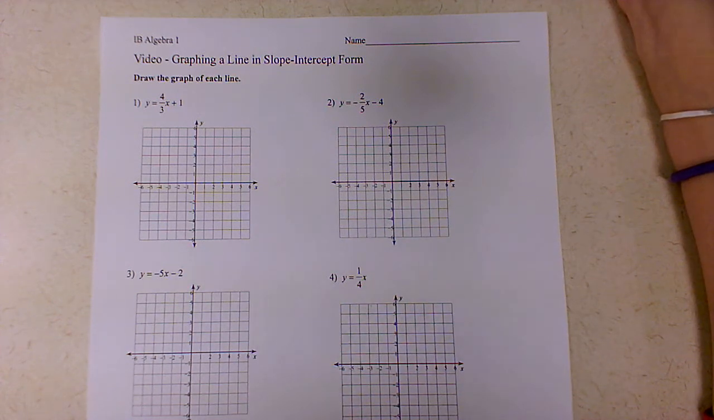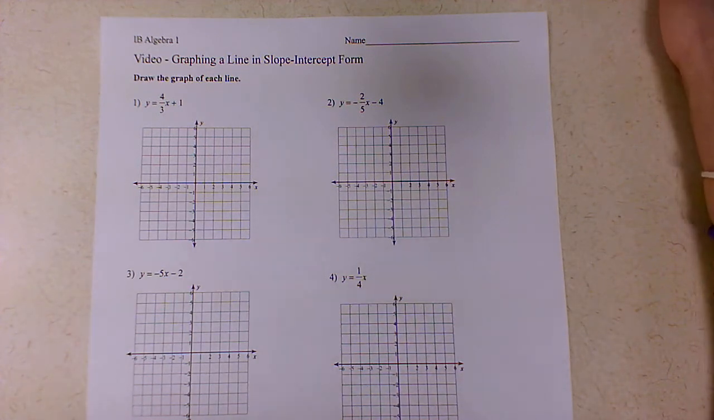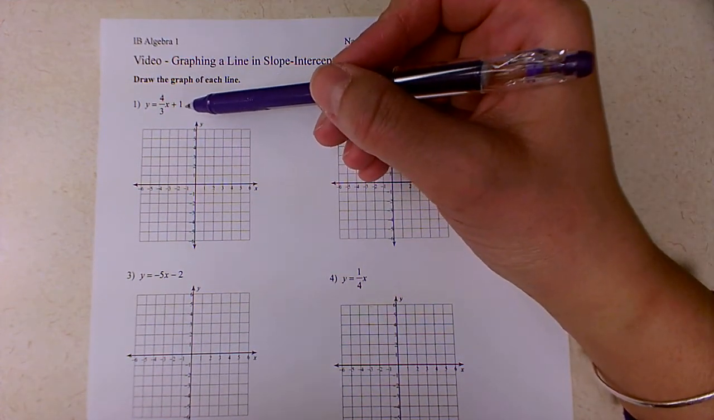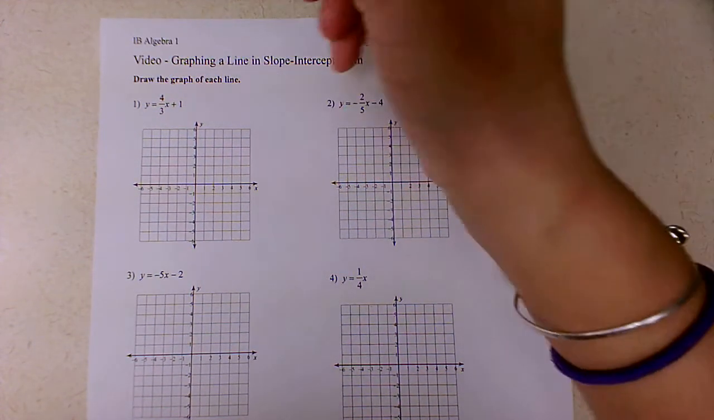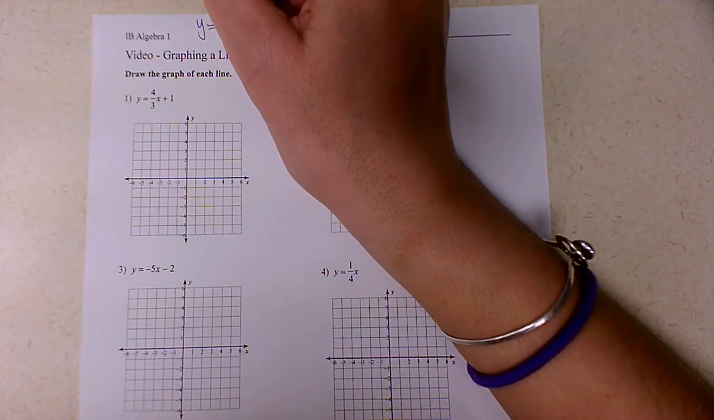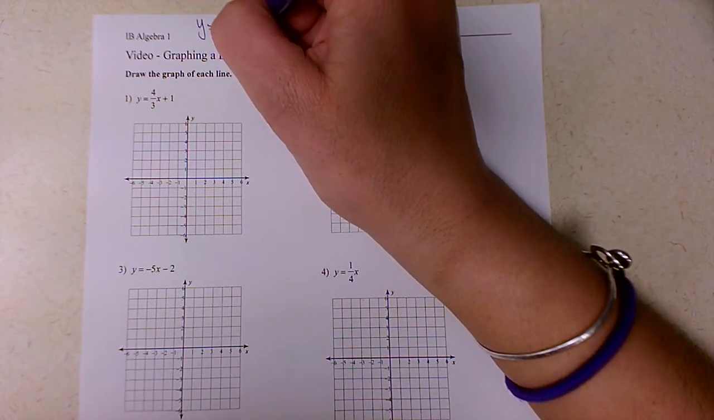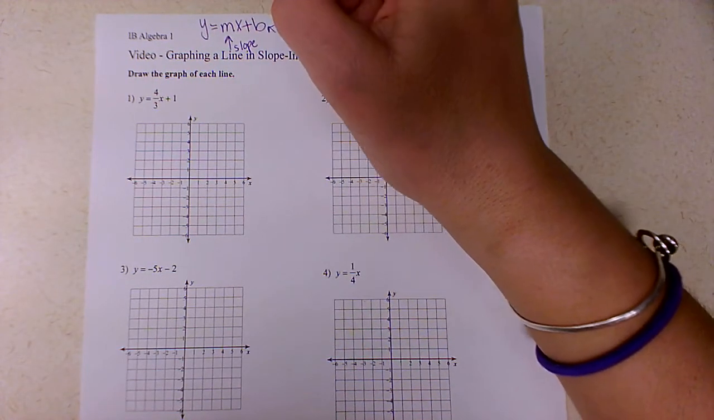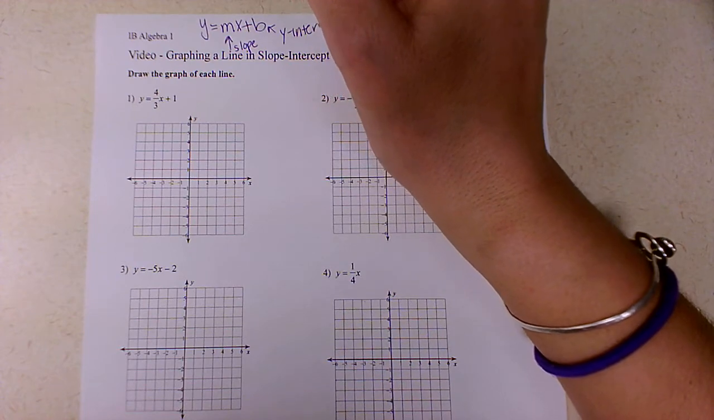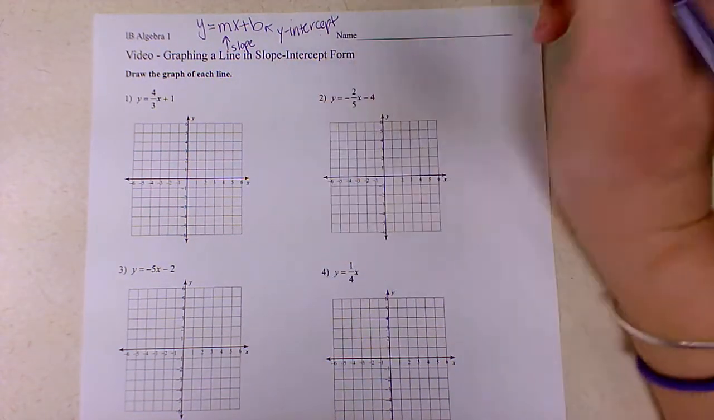Today we are going to learn how to graph a line in slope-intercept form. So we are going to be drawing the graph of each line, and they give it to us in slope-intercept form, which is y equals mx plus b. Let's write that down. Y equals mx plus b. And that's slope-intercept form because m is our slope and b is our y-intercept. So it's called slope-intercept form.